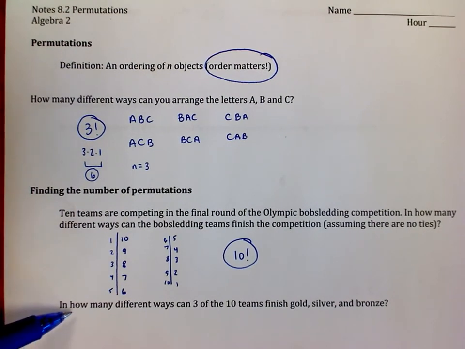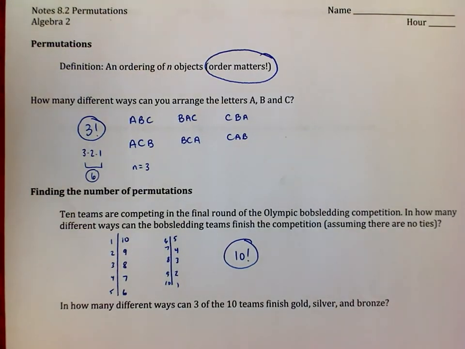If I take the 10 bobsled teams, and I'm only interested in gold, silver, and bronze, the top 3 places, how does that change the problem? So there's the first video. In the second video, we'll talk about smaller groups if I only want a piece of those number of groups that I have.